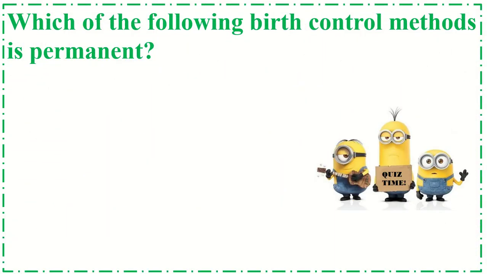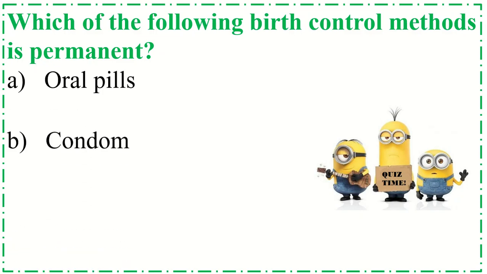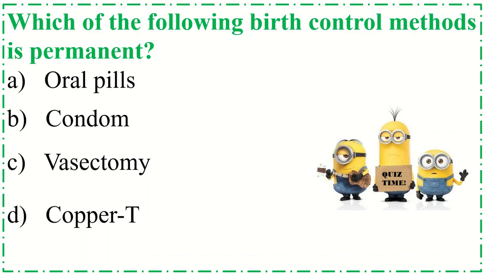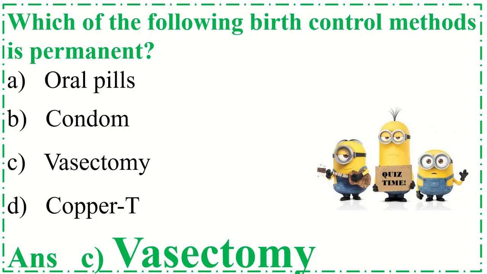Which of the following birth control methods is permanent? Option A, oral pills, B, condom, C, vasectomy, D, copper T. Option C is the correct option, vasectomy.